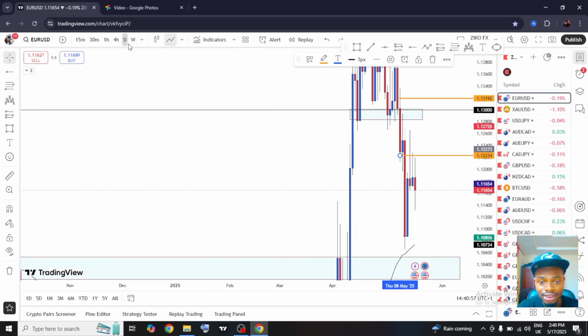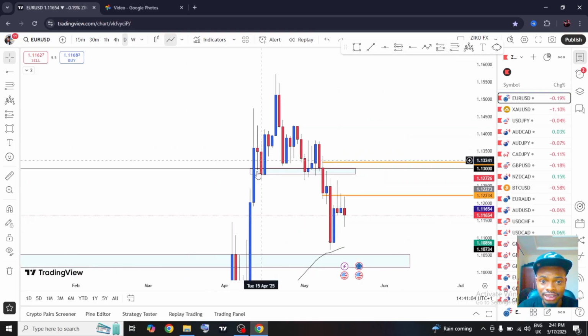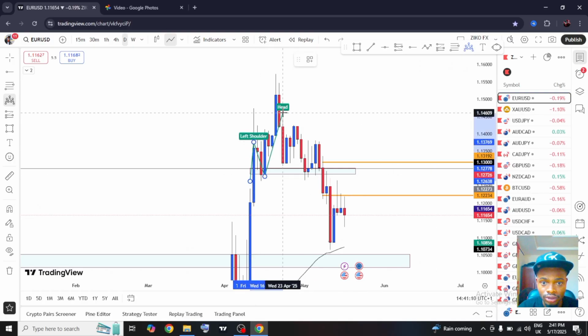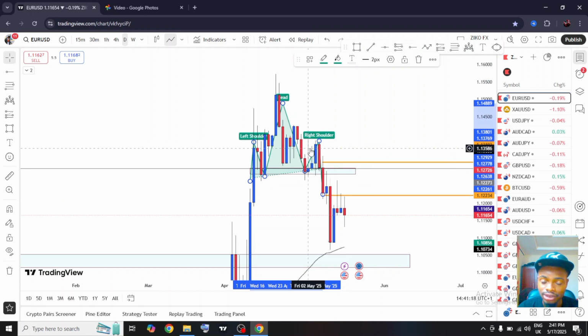Coming over to the daily time frame again, I will show you something I saw that he always talks about. We have this head and shoulders pattern, as you can see right here. We have the left shoulder, we have the head, and we have the right shoulder right here. So we had the break, and we're expecting a retest to sell, right?